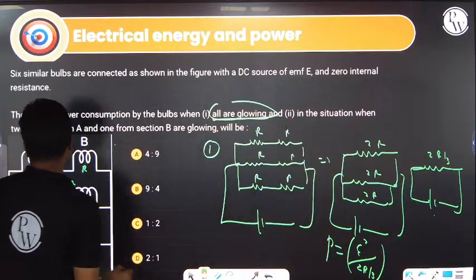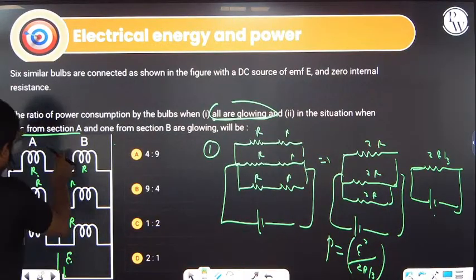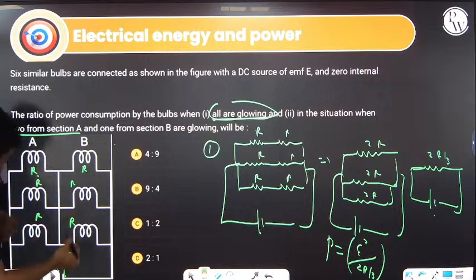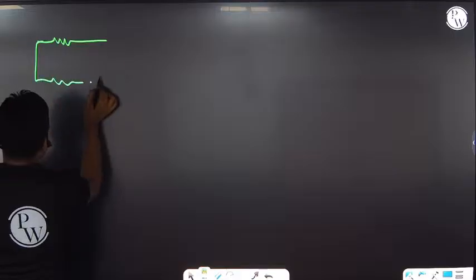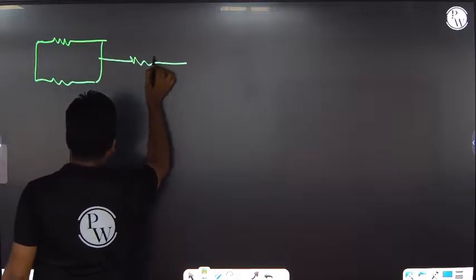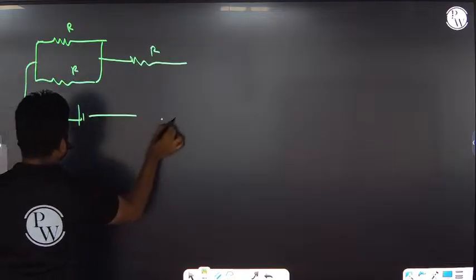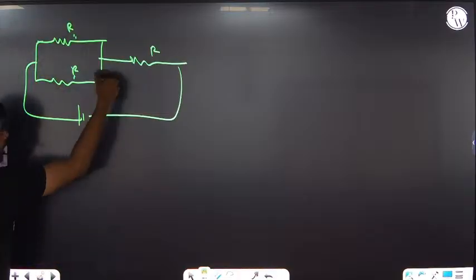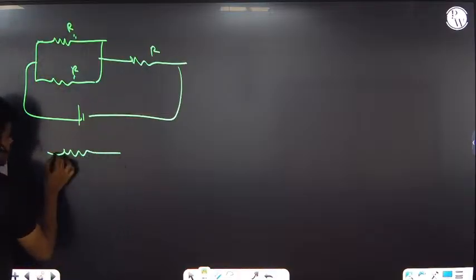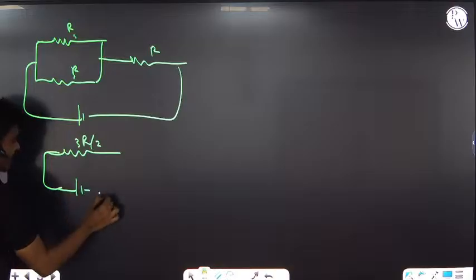Next, when 2 from section A and 1 from section B are glowing. So in this case, 2 resistances from the left side and 1 resistance from the right side will be taking part. Resistance again R, so this will be R, this will also be R. So what is the combination of this? The parallel combination of R and R gives R by 2, and R by 2 plus R is 3R by 2.